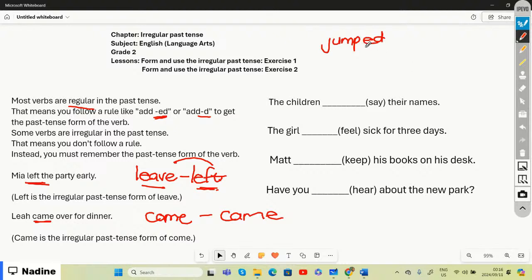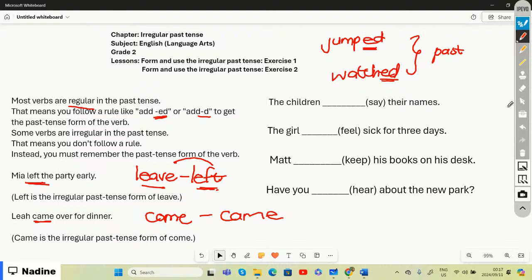So all we did was add an ed. It's regular past tense. The same with laugh: I laugh, but in the past I laughed. Or I watch a movie now, but in the past tense I watched a movie. So all we did was add an ed to that verb to show that it is in the past tense.